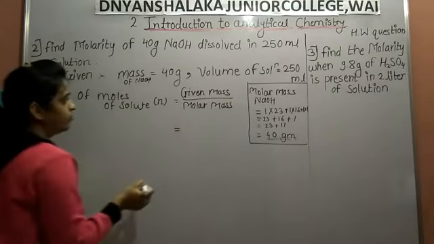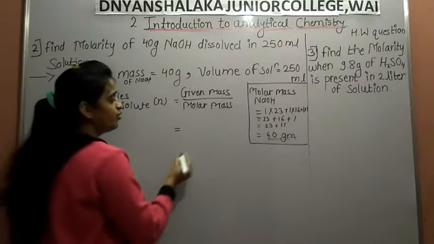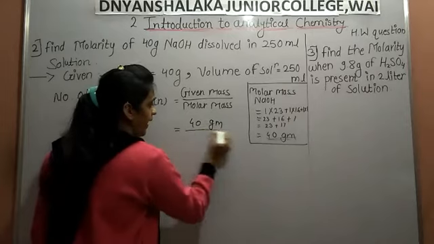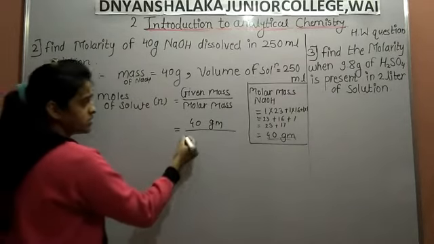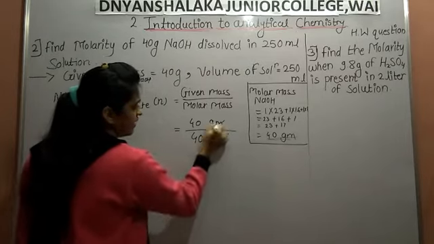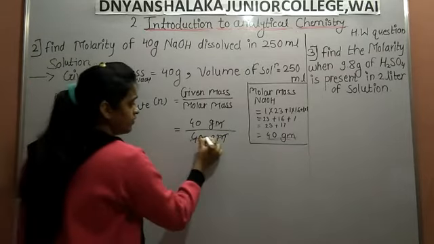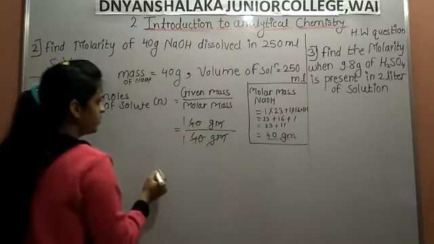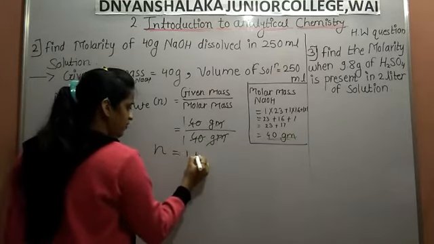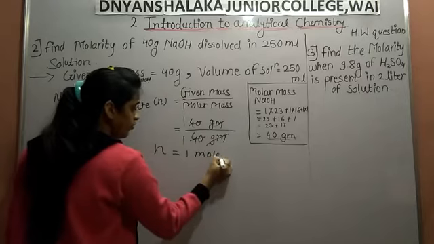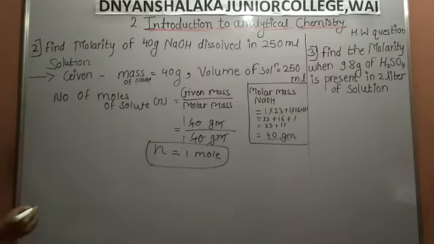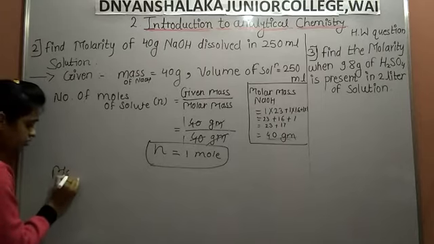Next, put the values in the formula for number of moles of solute. The given mass is 40 gram and the molar mass of substance is also 40 gram. So the unit gram cancels out. 40 ones are 40, 40 ones are 40. So we get the number of moles of solute as 1 mole. Next we have to find the molarity of the solution.